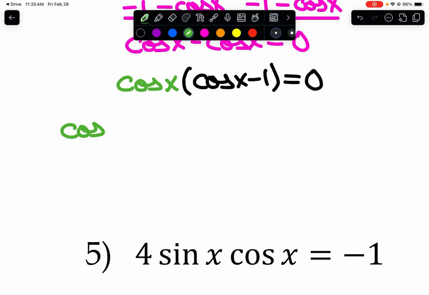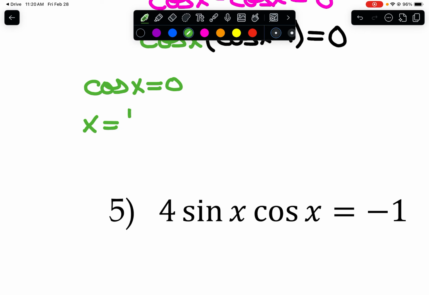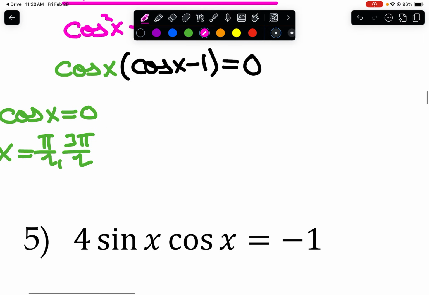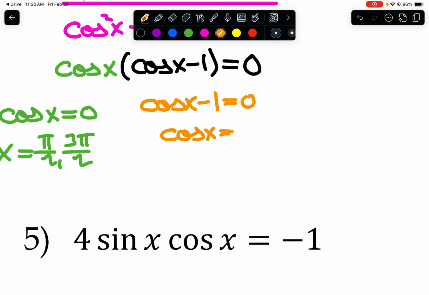So over on the left side, I'm going to do cosine x equals 0 again. So that's going to be at pi over 2 and 3 pi over 2. Apparently, I love those values. And then over here on the right side, we're going to also do cosine x minus 1 equals 0. So when cosine x is equal to positive 1, that's going to happen at 0.